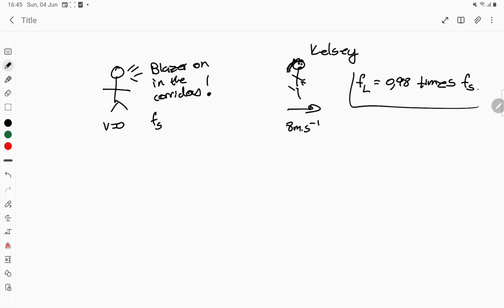And we state here that the frequency at which Kelsey hears is 0.98 times what the source of sound is, because she's obviously running away, right? Not running towards the source. So we must now calculate what is the velocity or the speed of Kelsey, the listener?